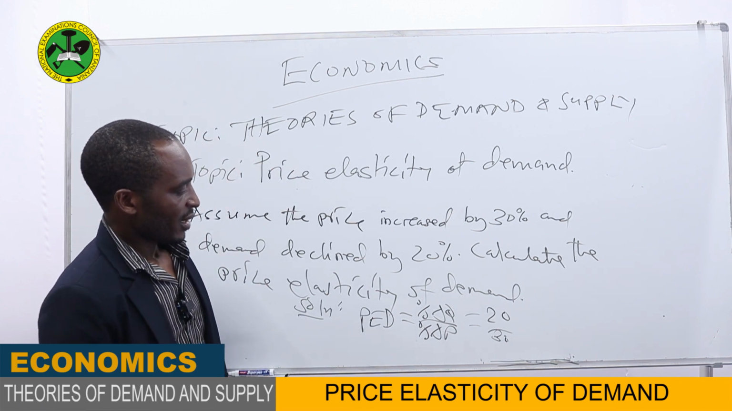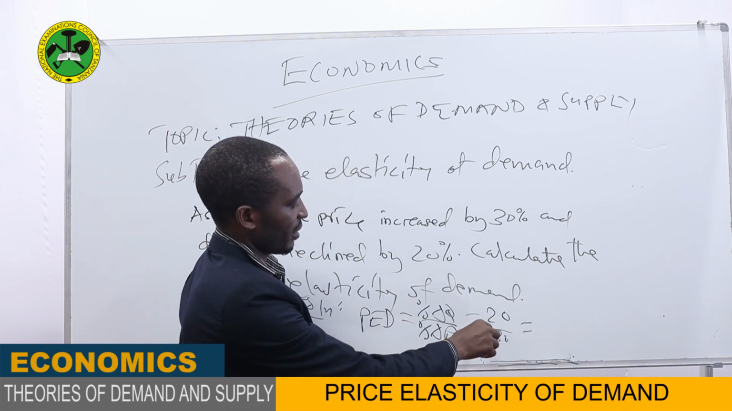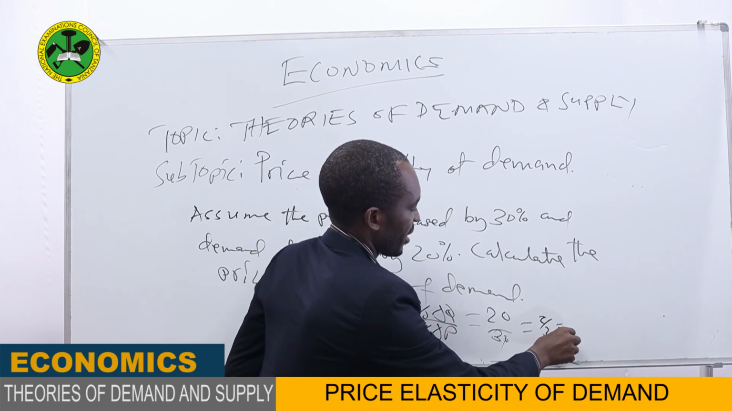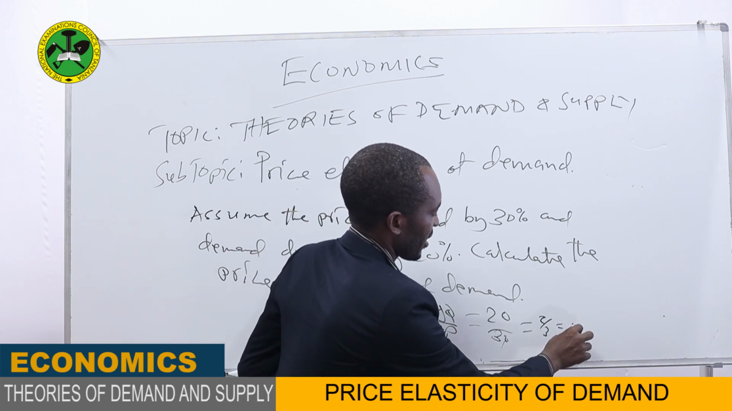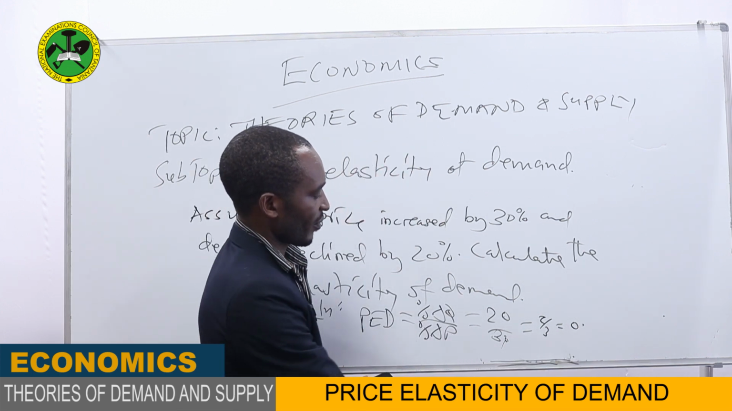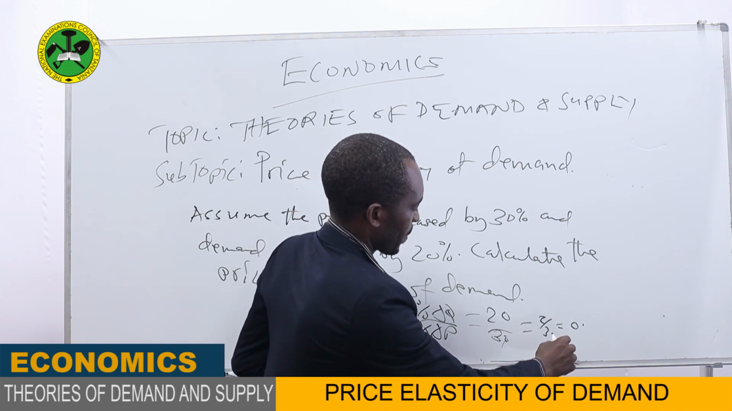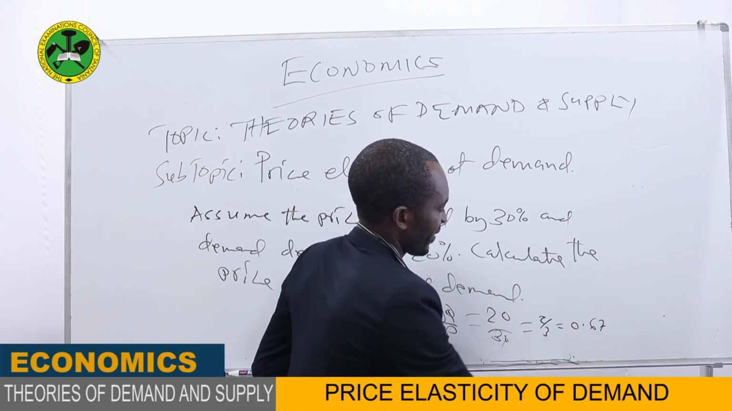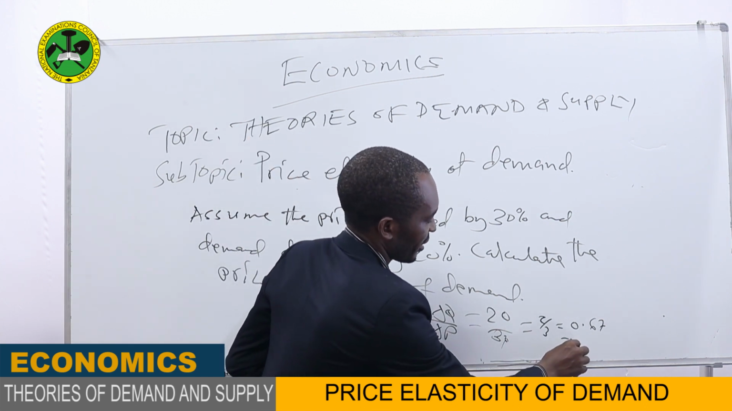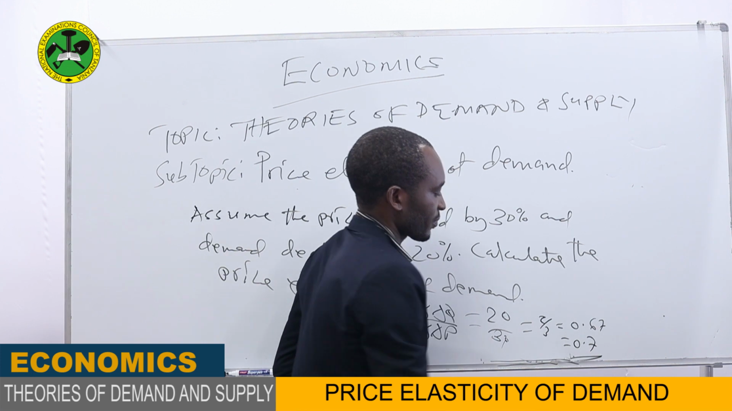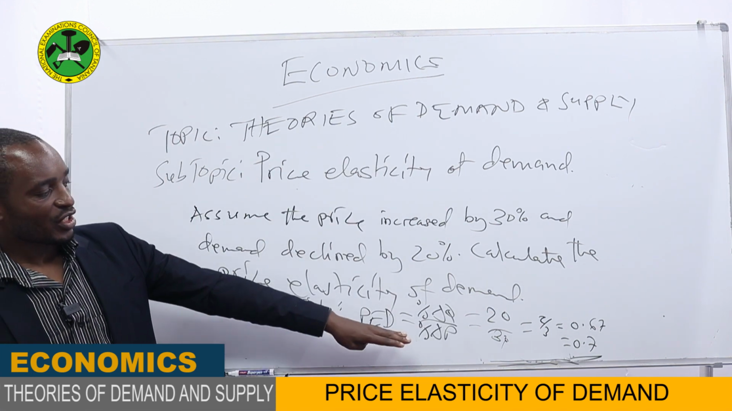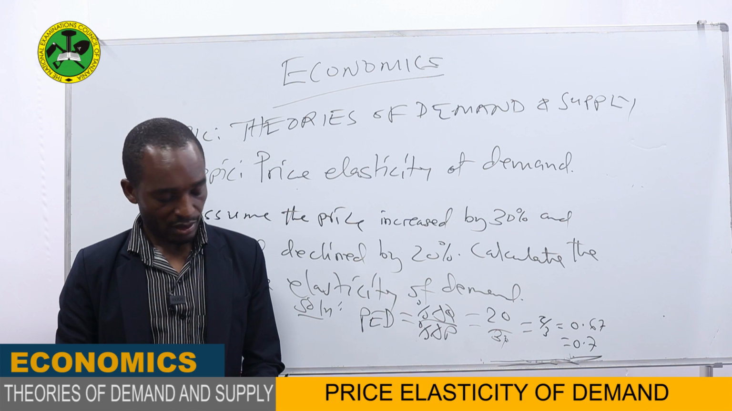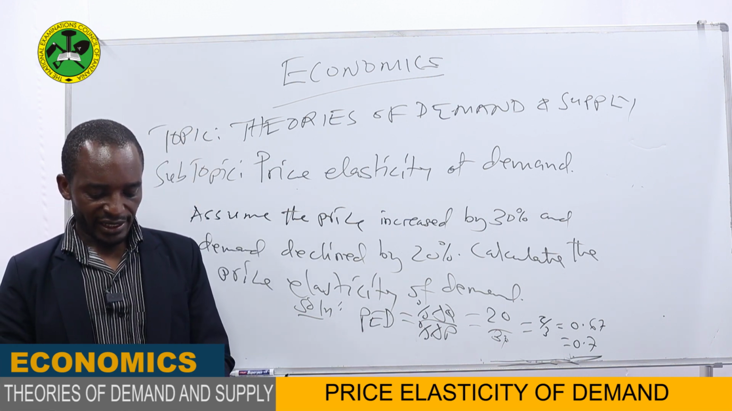Okay? Now, when you simplify this, you get 2 over 3. And when you divide this one, it will be 0.67, which is approximately equal to 0.7. So, dear student, the answer will be 0.7, and this is inelastic.